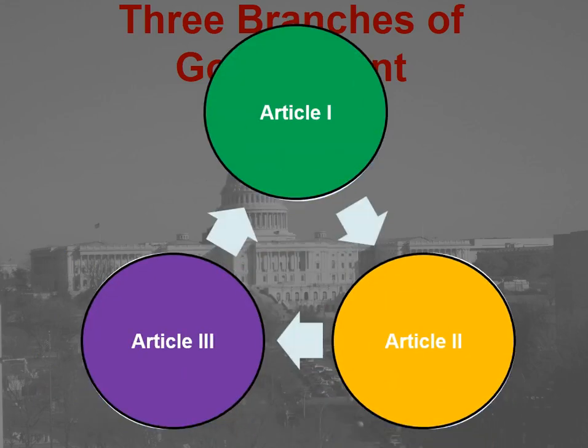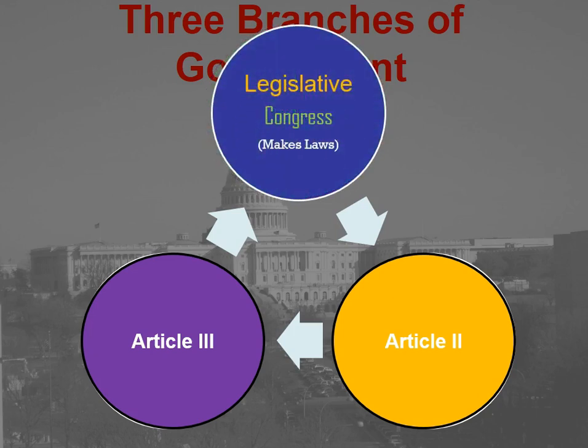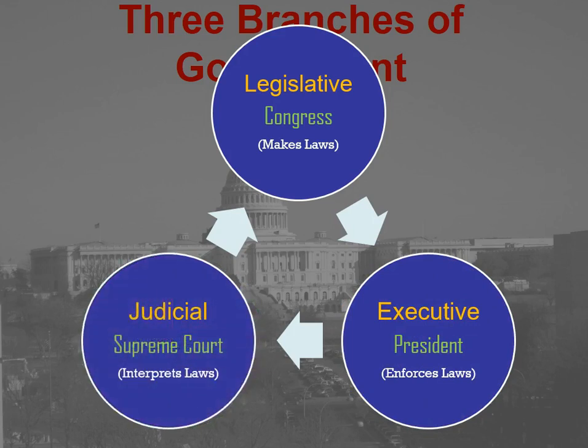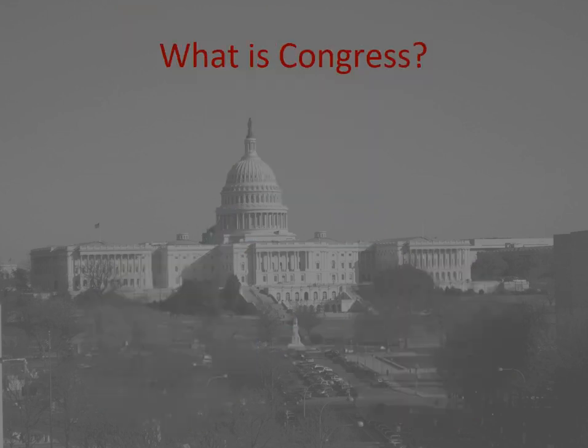We've talked about the three branches of government. So Article 1, the legislative branch, Congress makes the laws. Article 2, the executive branch enforces. And Article 3, the judicial branch interprets. So the whole focus of this unit is going to be on Article 1, the legislative branch, the Congress, the part of the government that makes the laws.